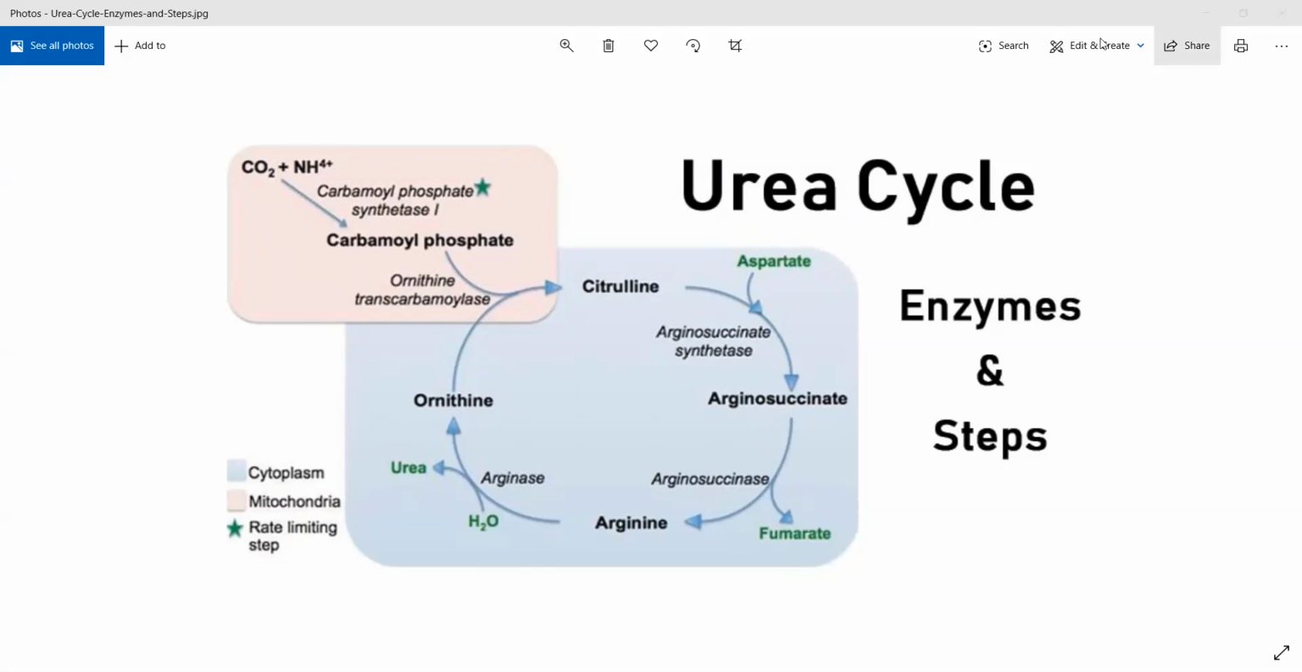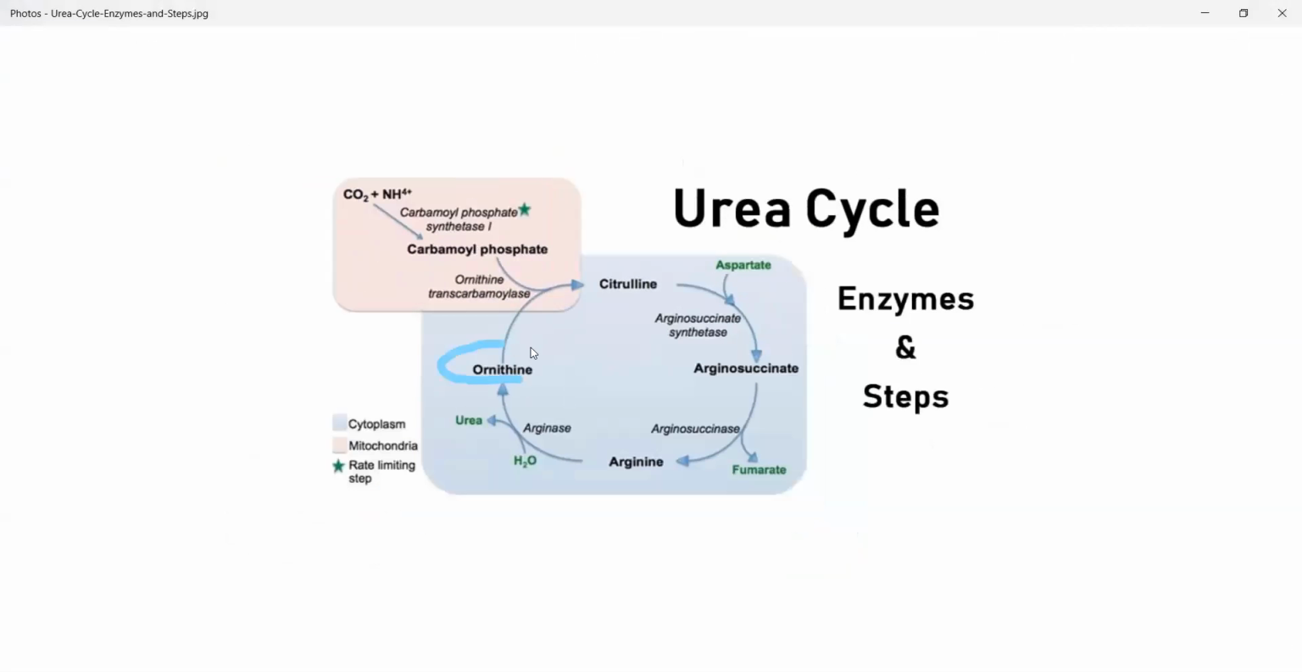If you can see this part here, one second, I'll use a different color. This ornithine is combining with this carbamoyl phosphate to give you citrulline. The reaction takes place in your mitochondria. Ornithine will go into your mitochondria and it will combine with carbamoyl phosphate in the presence of ornithine transcarbamylase.